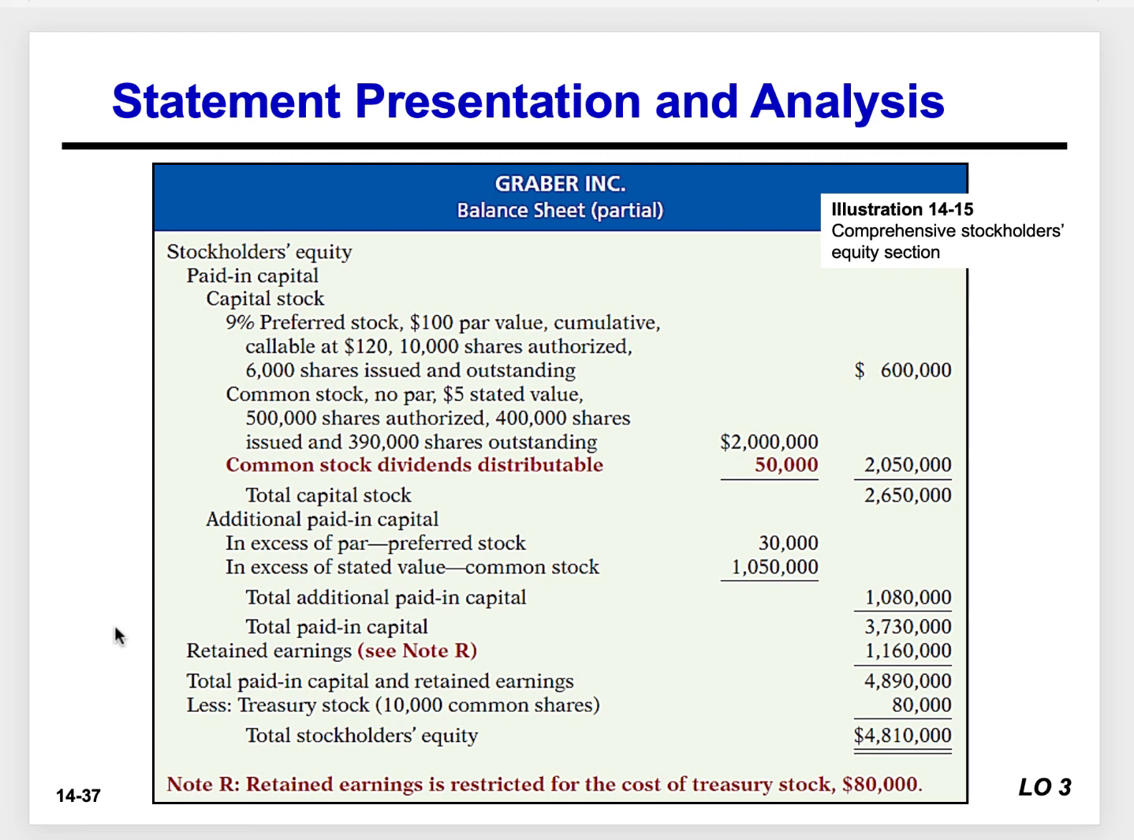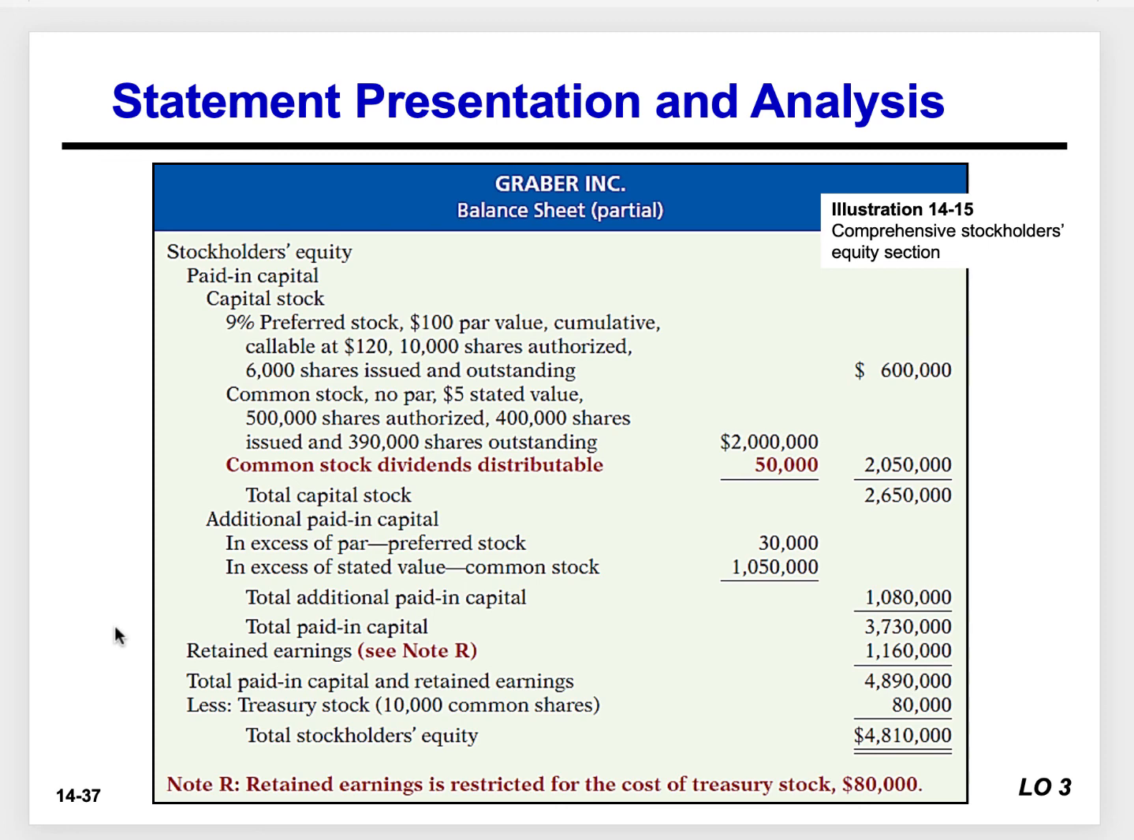Well, what does that mean? What I mean by that is if you have the information visually in your head, you know how to put together the stockholders' equity section. You start off with the first heading, stockholders' equity. Then we have the second section, paid in capital. Well, we're going to list our capital stock. We're going to list the preferred. We're going to list the common, right? We're going to list any dividends that we distributed. We're going to get our total capital stock.